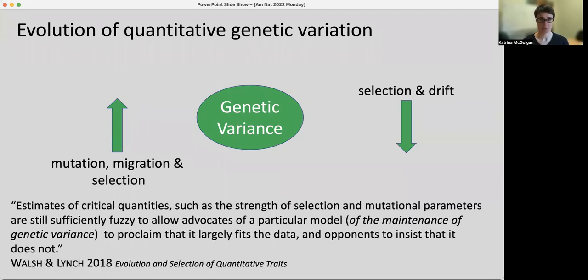This is a quote that comes from the end of one of my favourite chapters in Bruce Walsh and Mike Lynch's amazing book, in which, having looked at all of that literature, they arrive at the conclusion that some of the empirical estimates that we have access to are a bit fuzzy. That's really where my research is focused at the moment, trying to extend our empirical understanding of the evolutionary processes and particularly the contribution that mutation makes to phenotypic variation.